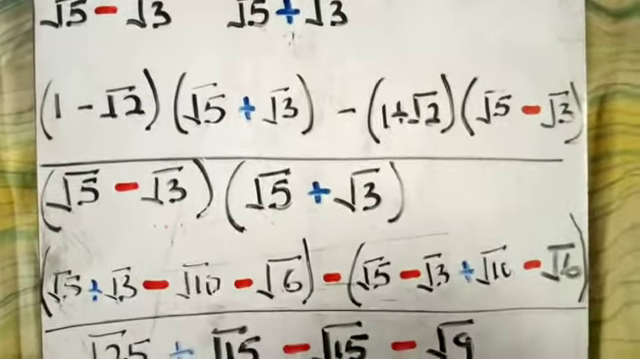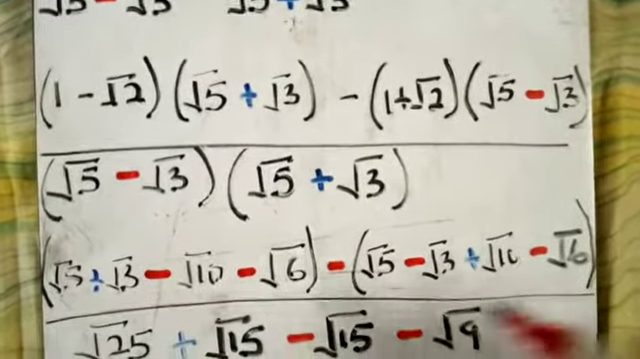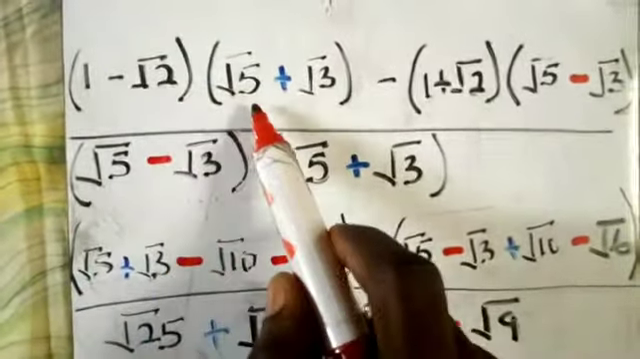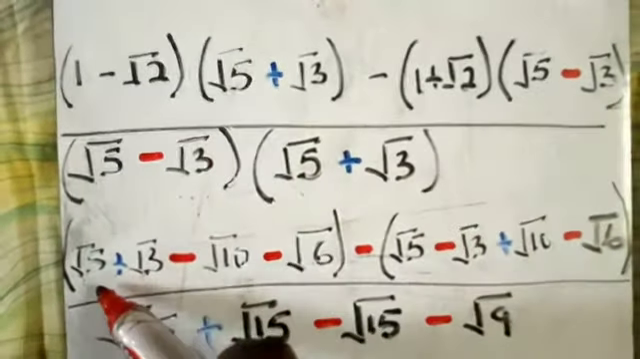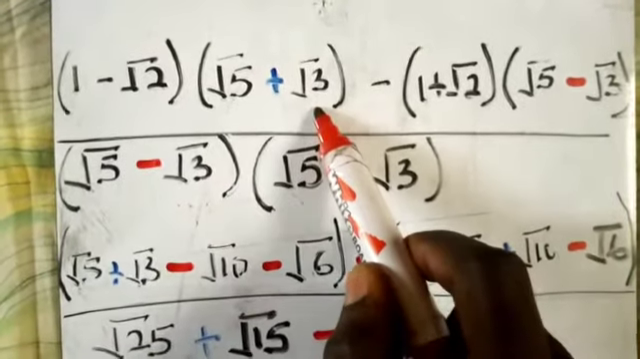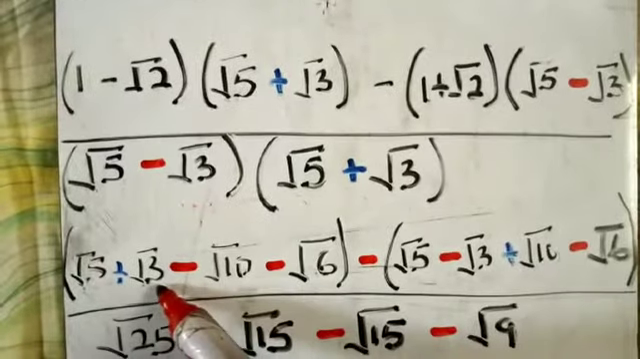If you don't know how to do that, just consider watching that video and come back and comment. So let's move on. What do you do? These are two brackets being multiplied by each other. So 1 multiplied by this one will give you root 5, and then the same 1 multiplied by the second one will give you plus root 3 over here.